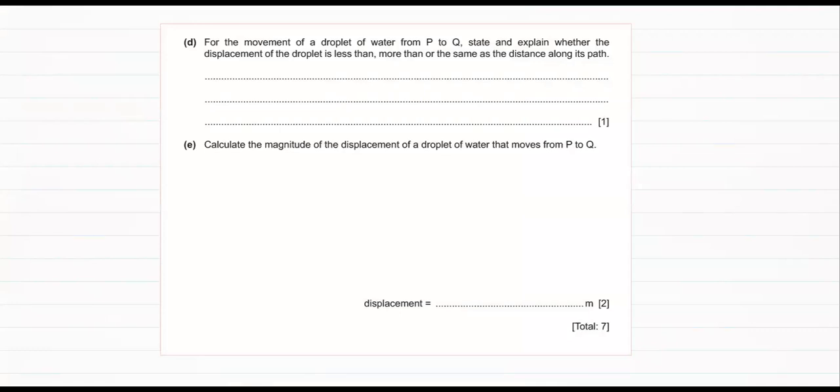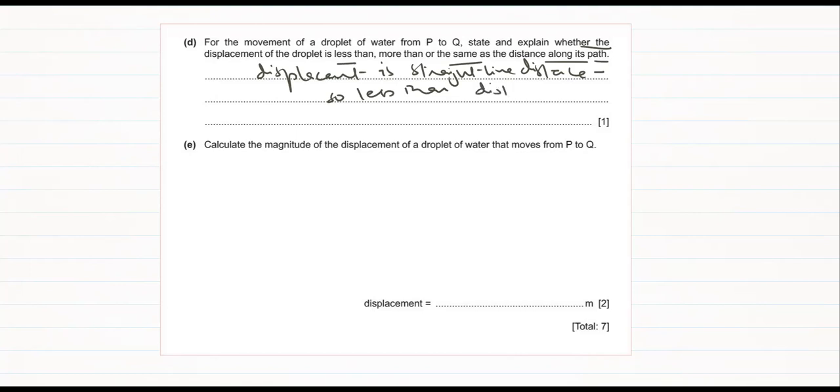Then part C. For the movement of the droplet of water from P to Q, explain whether the displacement of the droplet is less than, more than, or the same as the distance along the path. Displacement is the straight line distance, the minimum distance. So it is less than the distance along the path.